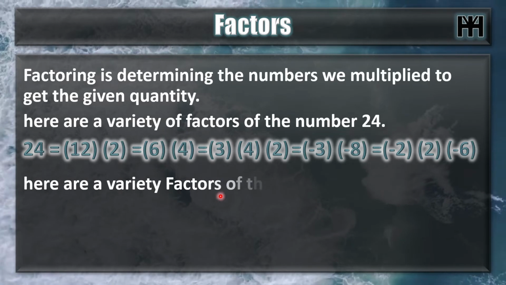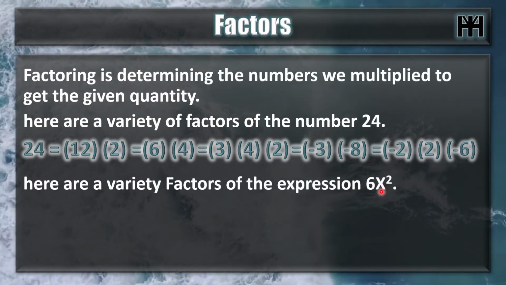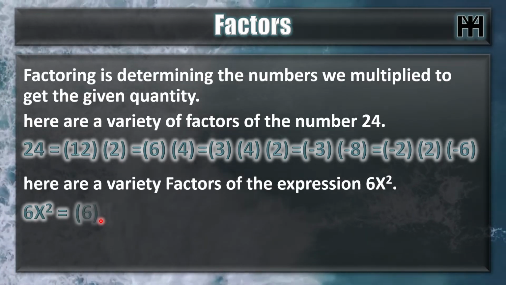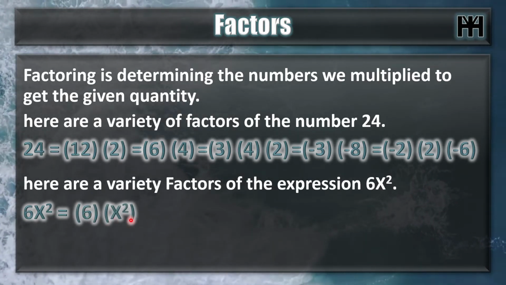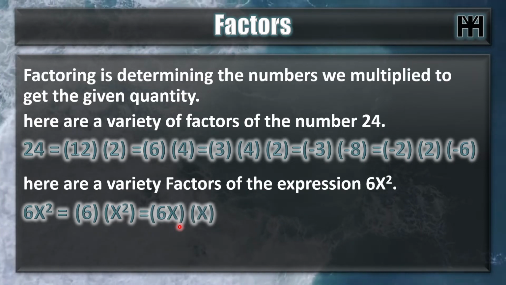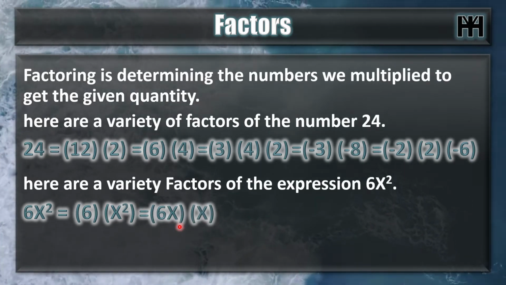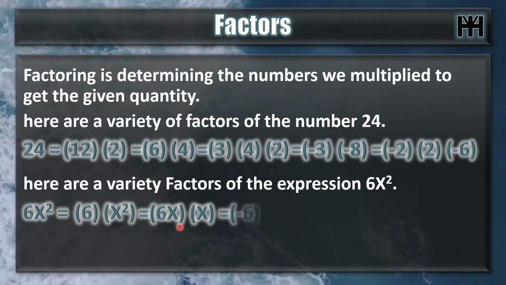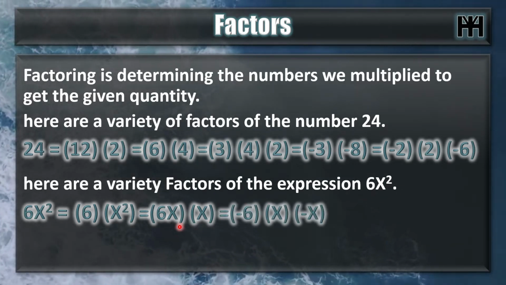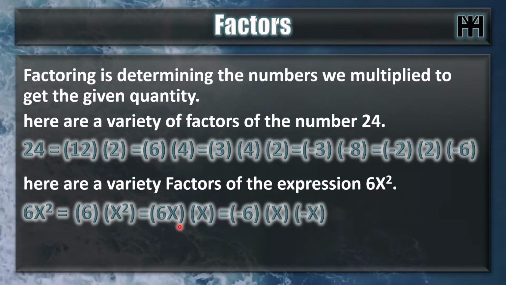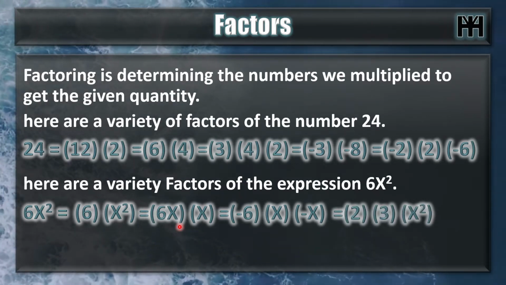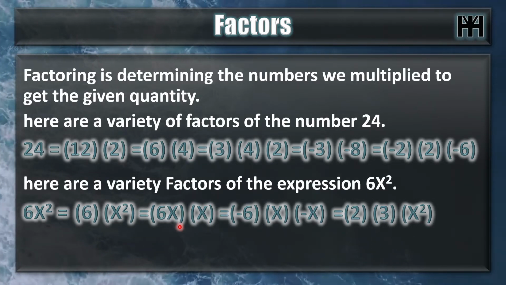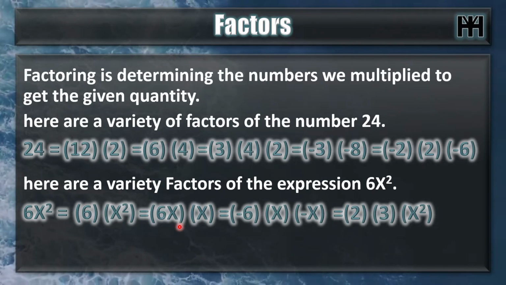Here are a variety of factors of the expression 6x squared. We have 6x squared, it's equal to 6 multiply x squared, or 6x multiply x, or negative 6x multiply negative x, or 2 multiply 3 multiply x squared. These are all factors of 6x squared.